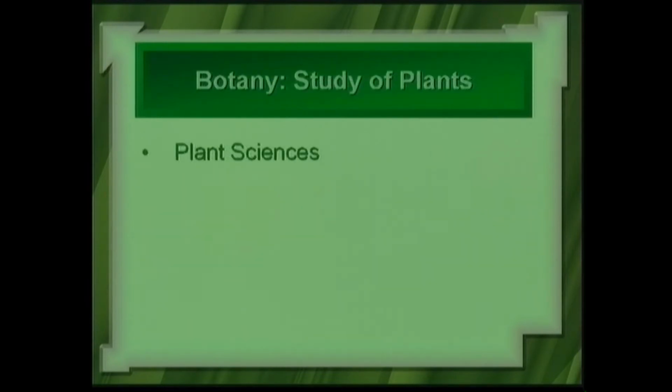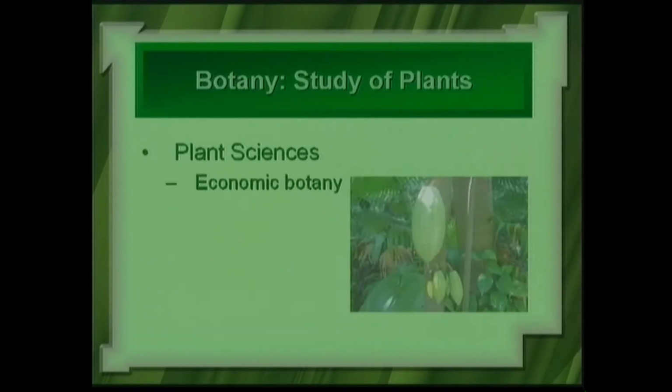So what is botany anyway? Well, botany is pretty much the scientific study of plants. It includes plant sciences, and we're going to go into that. For one thing, you see this beautiful photograph here? We have one subfield called economic botany. Economic botany is the study of plants as used by humans, because we humans, of course, are the only animals that actually have an economy. We're the only ones that deal with money and etc. So economic botany has to do with plants and how we humans use them.